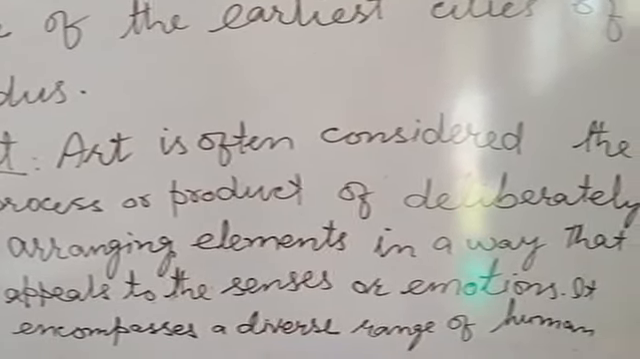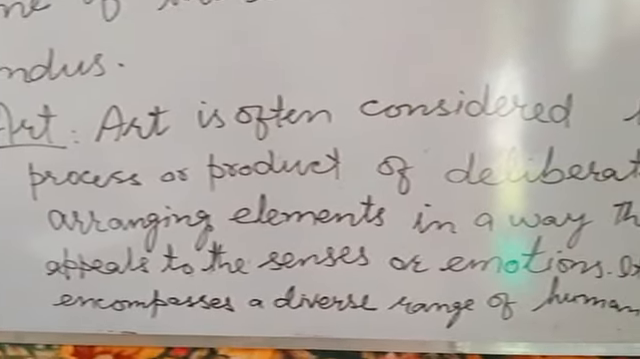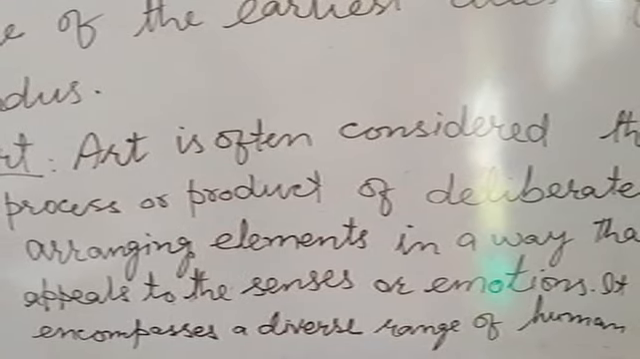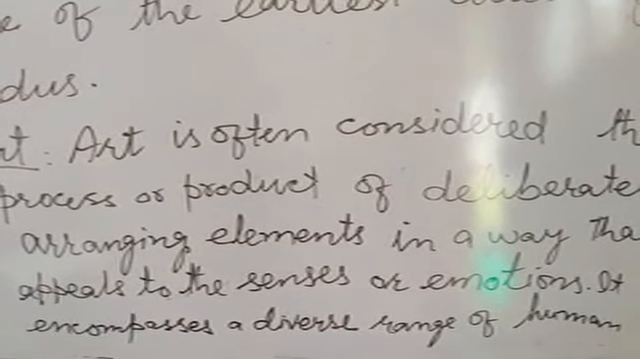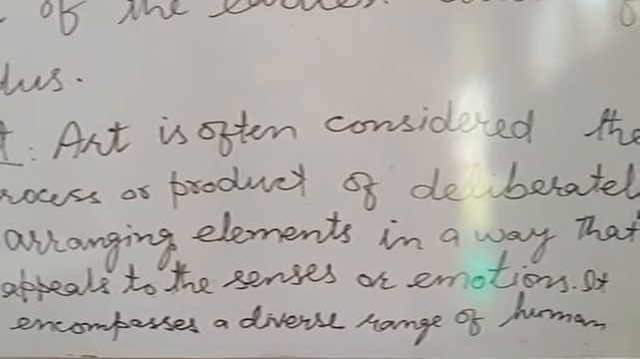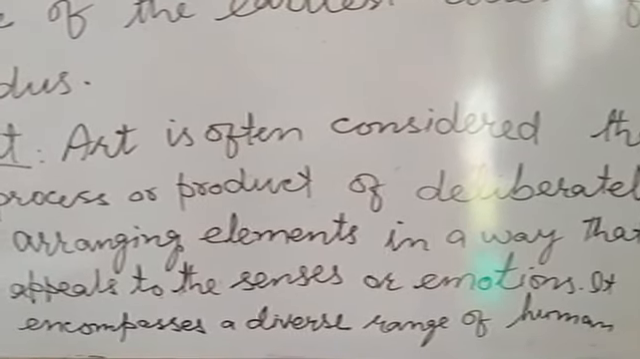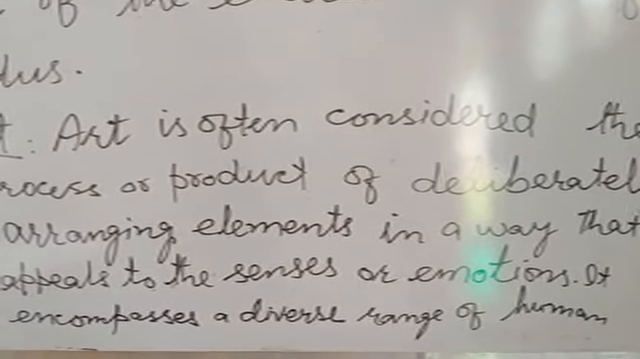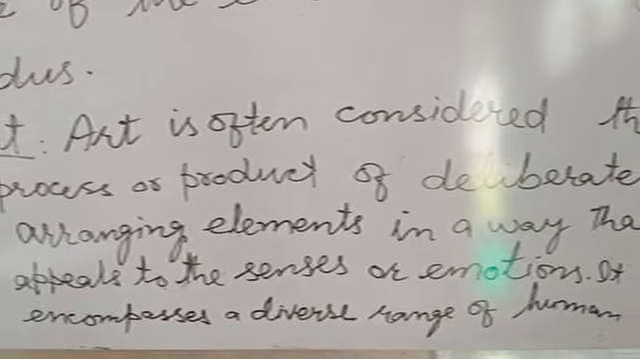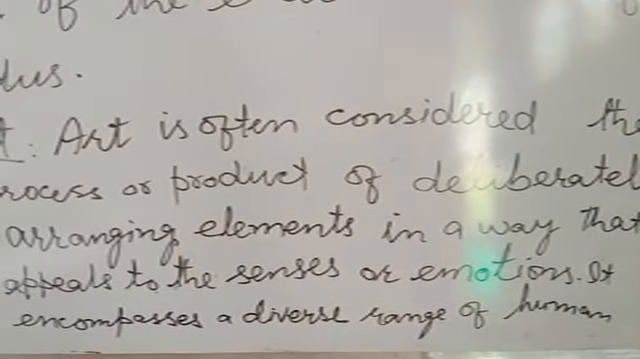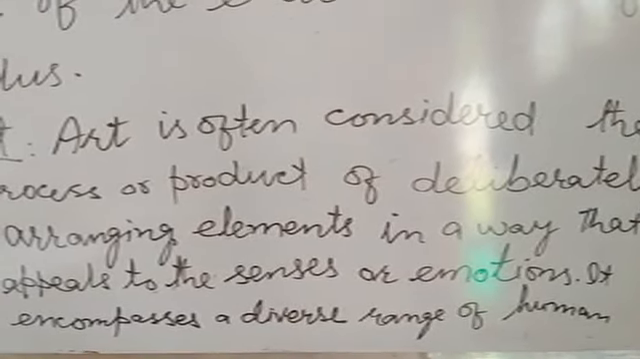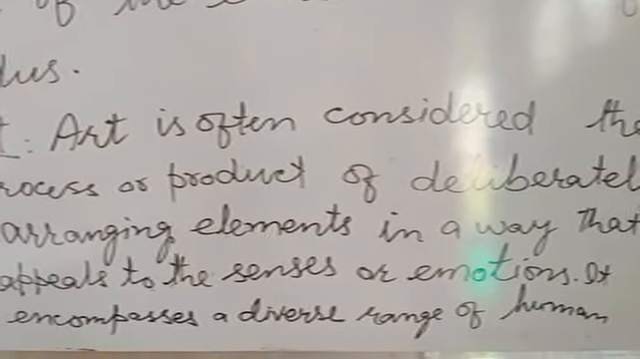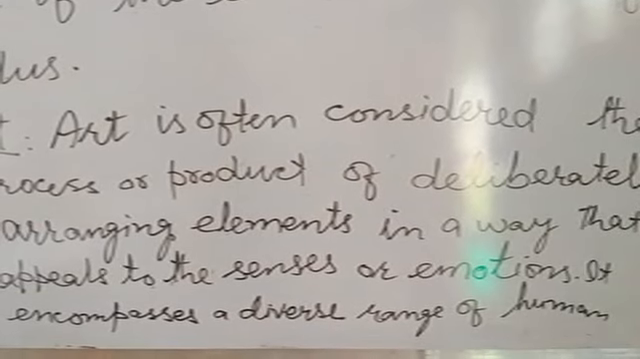Before going through this lesson, we need to know some different things like art, simile, metaphors. First of all, what art is. Art is often considered the process or product of deliberately arranging elements in a way that appeals to the senses or emotions. It encompasses a diverse range of human activities, including music, literature, film, sculpture, and paintings.